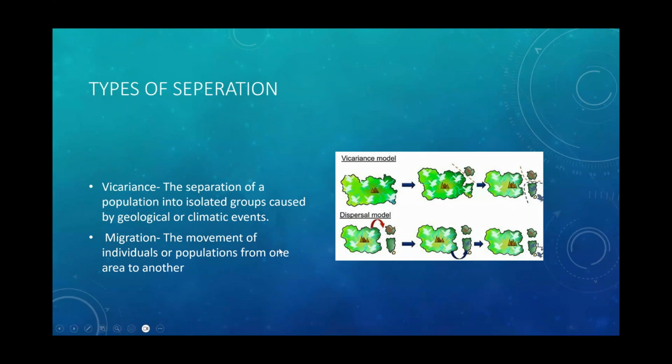The types of separation: there's vicariance and migration. Vicariance, as we can see at the top, is when the separation of a population into isolated groups is caused by geological or climate events, like the breaking off of an island, or tectonic plate movements. And then there's migration, when the movement of individuals, either anthropogenically or naturally, occurs from one area to another.